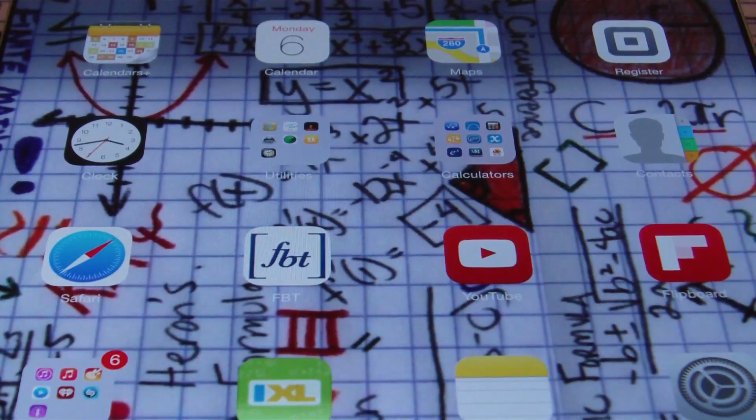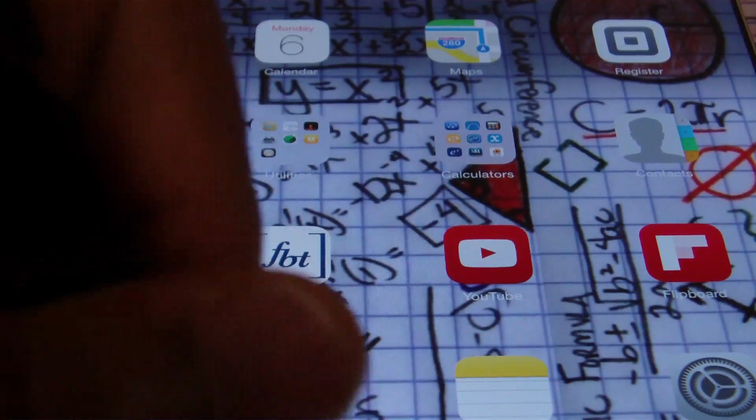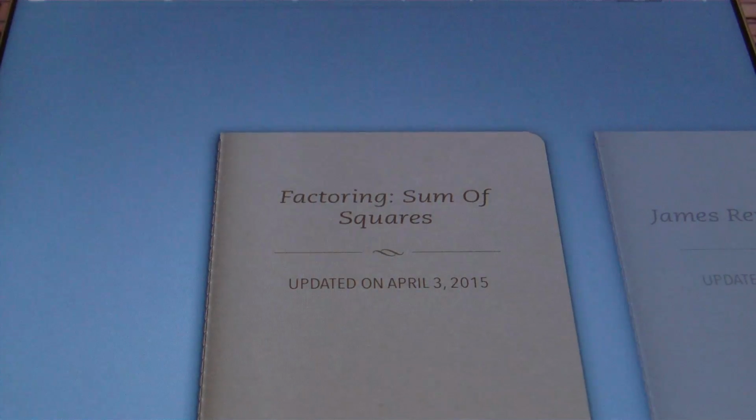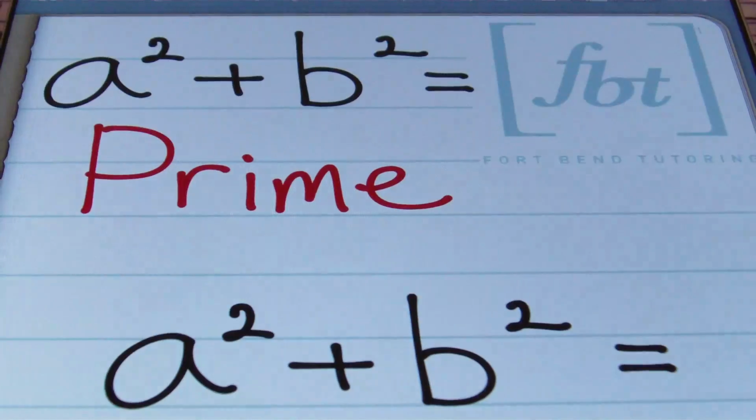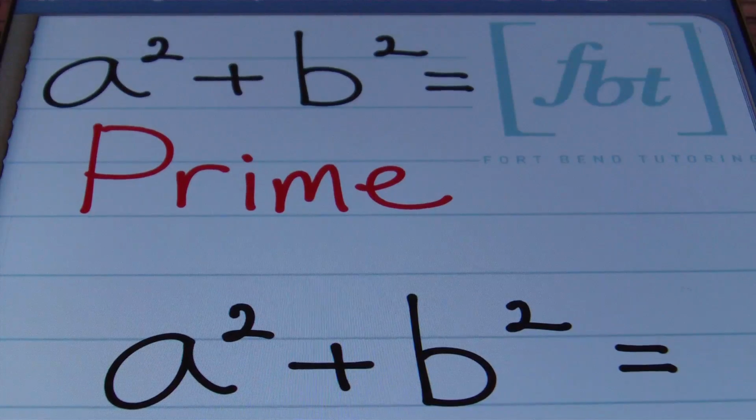Hello ladies and gentlemen, this is Mr. Whit with Fort Bend Tutoring, and today's tutorial is going to be about factoring a sum of squares. That's right, a sum of squares. This topic should be familiar to you if you've been discussing factoring. So that means you've already been introduced to factoring the greatest common factor. You've already tackled factoring trinomials, and now you're about to tackle factoring differences of squares as well as sum of squares.